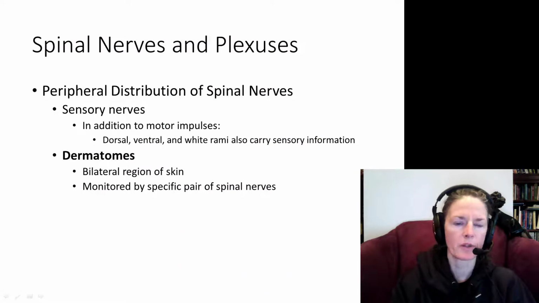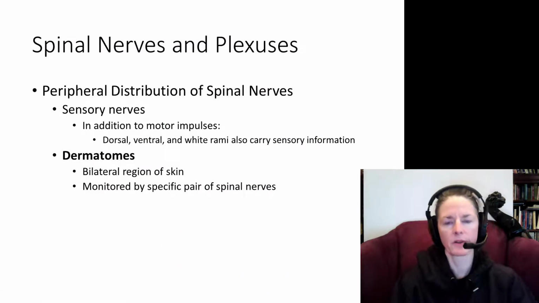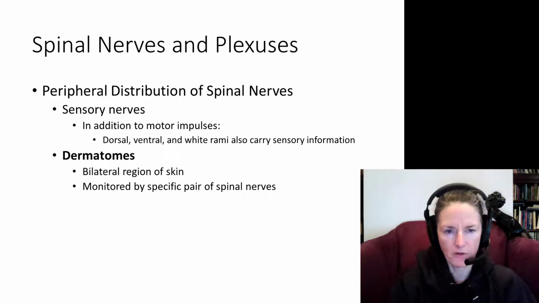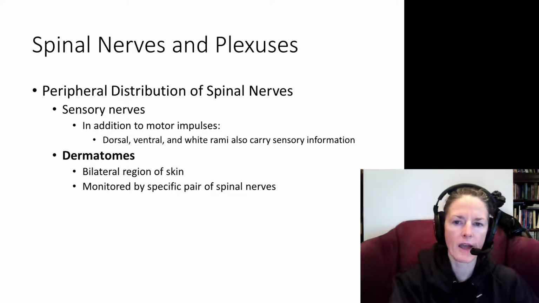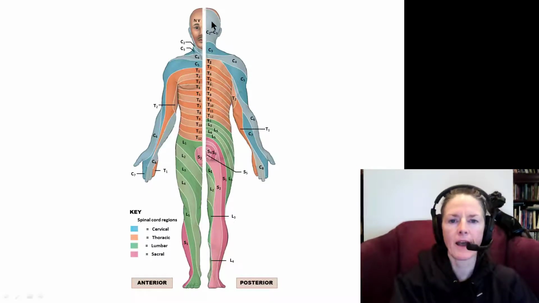Now, earlier in the lecture, we alluded to the fact that spinal nerves, pairs of spinal nerves, monitor a very specific part of the body. And the areas that they monitor can be turned into a map. And we call this map the dermatome. So that, for example, if we have a spinal nerve, for example, C4, we can look at this map and see what part of the body will be innervated by C4.